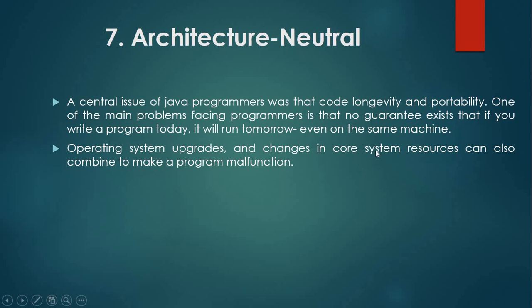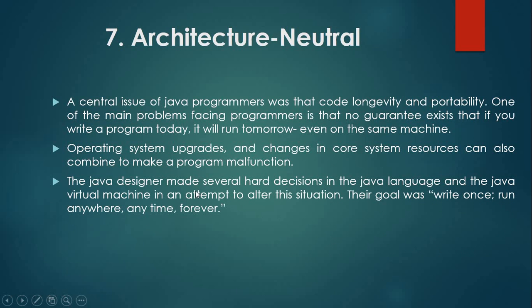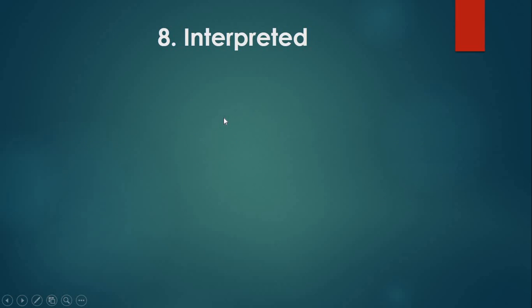Operating system upgrades and changes in core system resources can also combine to make a program malfunction. Malfunction means it cannot run anymore. So, system upgrades and changes in core system can also affect its execution. So, the Java designers made several hard decisions in the Java language and the Java virtual machine, that is JVM, that we have already discussed, in an attempt to alter this situation. Their goal was write code once, run anywhere, anytime and forever. So that's why Java is architecture neutral.